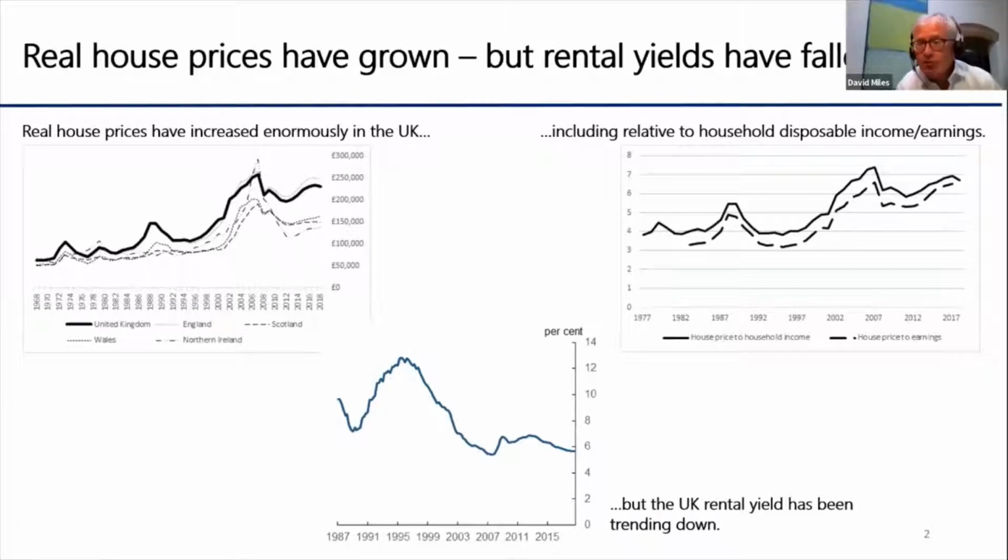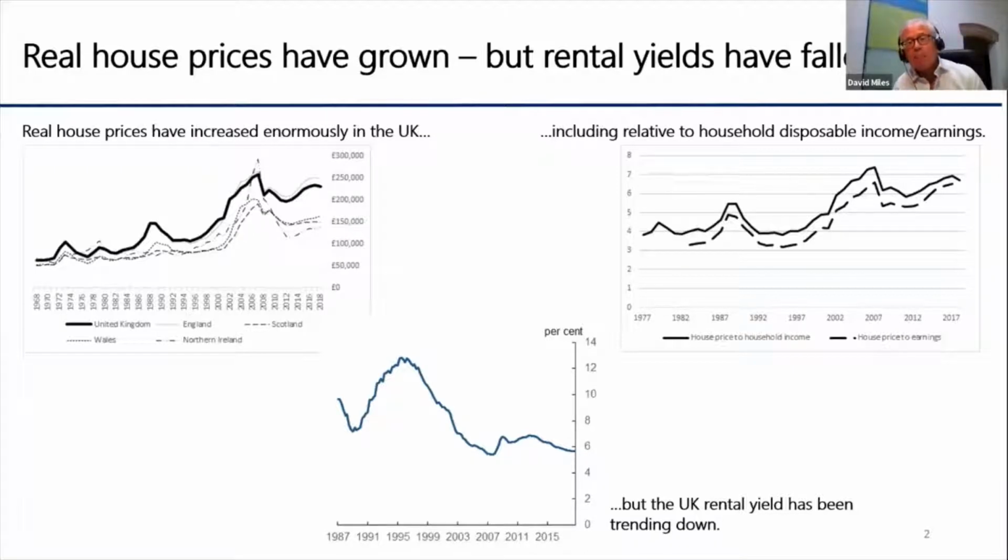Rents haven't followed quite the same path. I don't need to tell you guys that. And so the rental yield in the UK, the average rent relative to the average house price, a crude estimate in the lower of the three pictures there, has been on a downward trajectory for much of the last 20, 30 years.